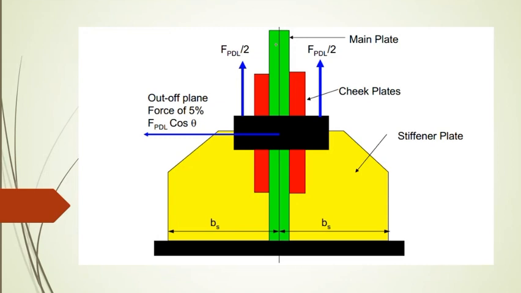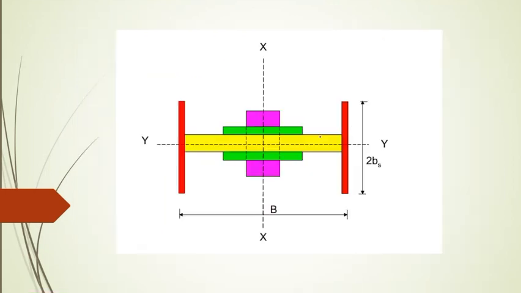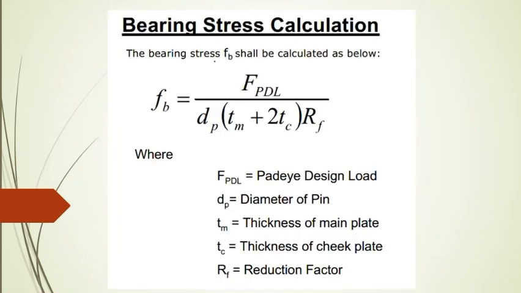Next thing, main plate. This is the sling, stiffener plate and cheek plate. Out of plane force 5% in addition to FPL cos theta. In this cross section you can see here two stiffeners, main plate and two cheek plates and spacer plate kind of thing are considered in the bearing stress calculation. Whatever the force FPDL is, the parallel design load, divided by diameter of the pin times 2 times thickness of the cheek plate, main plate and RF.